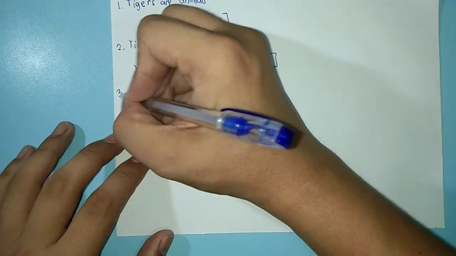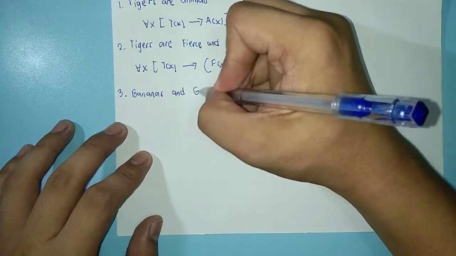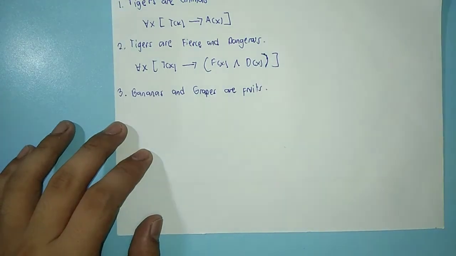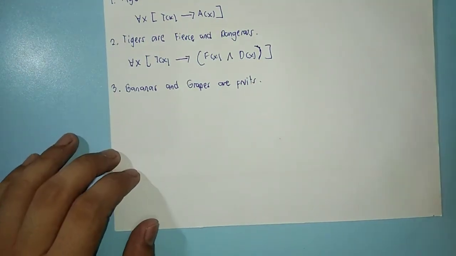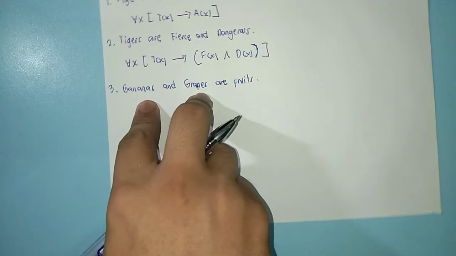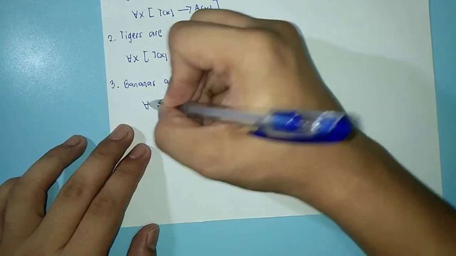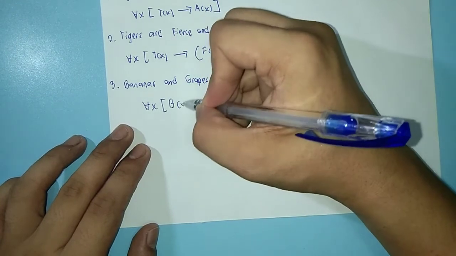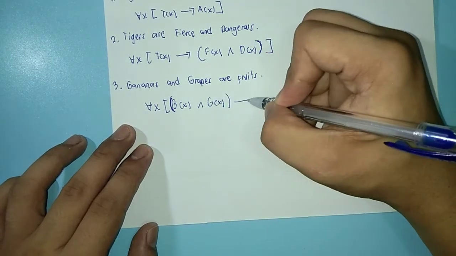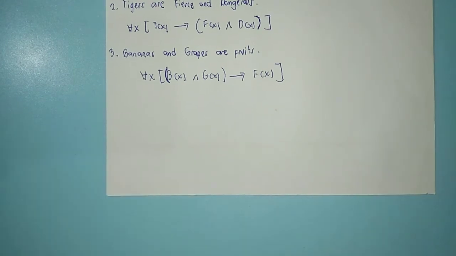So, next, number 3. Bananas and grapes are fruits. Okay, so here, it's still the idea of the universal affirmative. But in the premise is the conjunction, the bananas and grapes, then are fruits. Okay, so for all x, B of x, there will be a parenthesis, and G of x implies F of x.